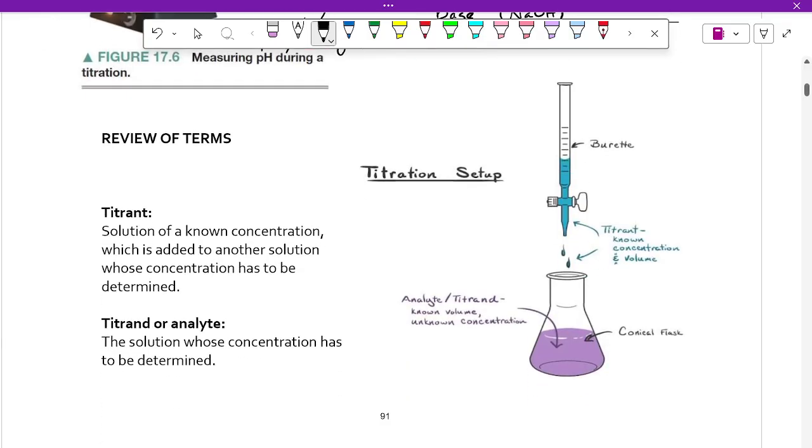This is just a review again of the terms. We have our titrant, which is also known as the standard. I'm going to cross out the word titrand because that's irritating. We're just going to call it the sample or the analyte. It is technically called the titrand if you want to learn that, but I find that having titrant and titrand is too confusing. So we're just going to leave that one out for now. Okay?